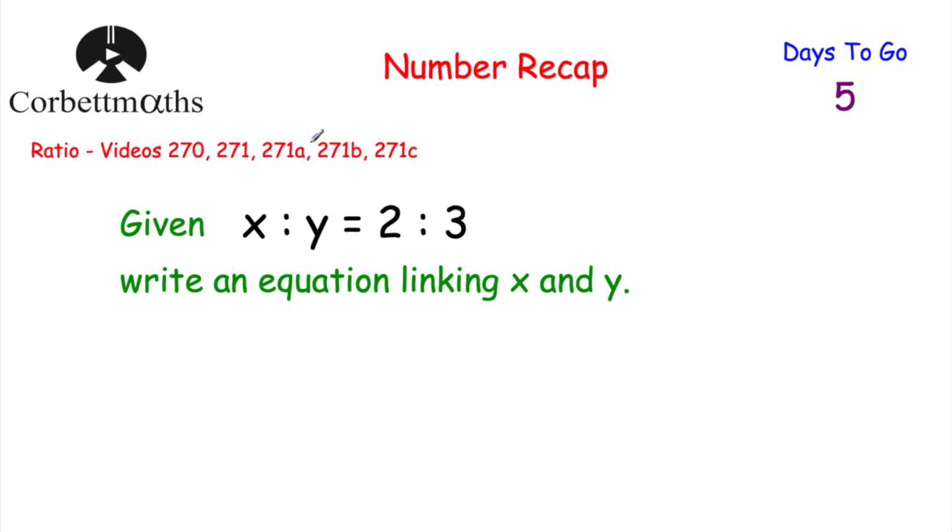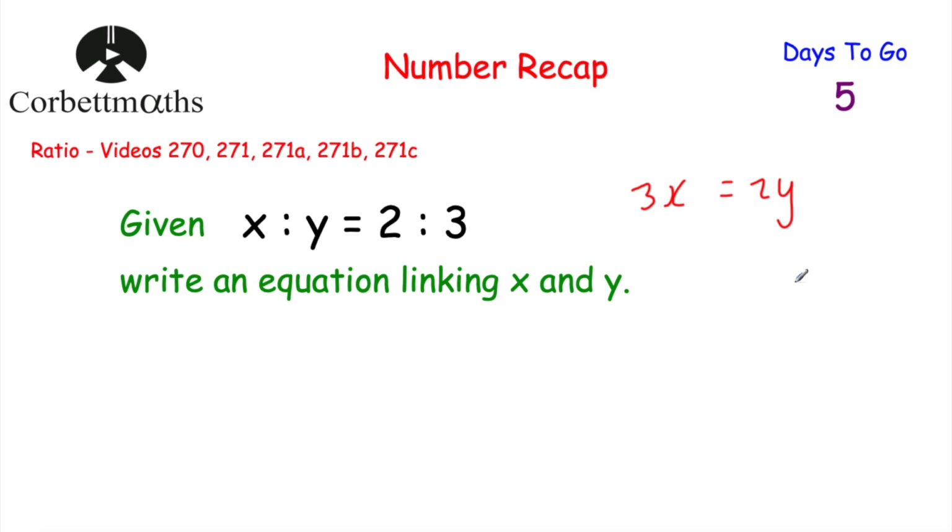Also, it can be useful to write a ratio as an equation. So if we've got the ratio x to y is 3:2, if I wanted to write that as an equation, what I do is I take the x and I multiply by the y number in the ratio, so that's going to be x times 3, so that's 3x, and I put that equal to y multiplied by the x number in the ratio, and y times 2 is equal to 2y, and that's our equation.